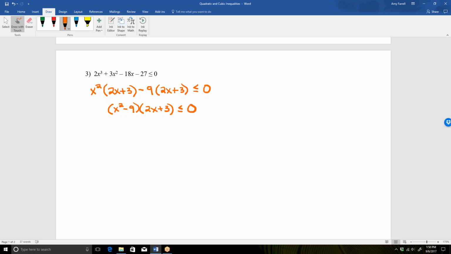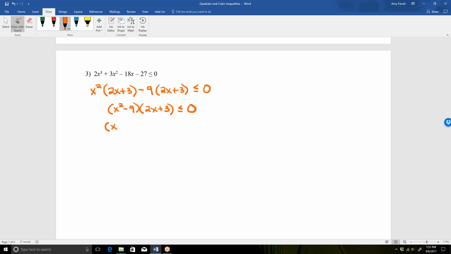And I just want to real quick point out that, remember, you can always check to make sure you factored correctly. You can FOIL here at this step. When you FOIL, you will get back to this 2x cubed plus 3x squared minus 18x minus 27. So 2x cubed plus 3x squared minus 18x minus 27. So we can see by FOILing here that we did correctly factor.